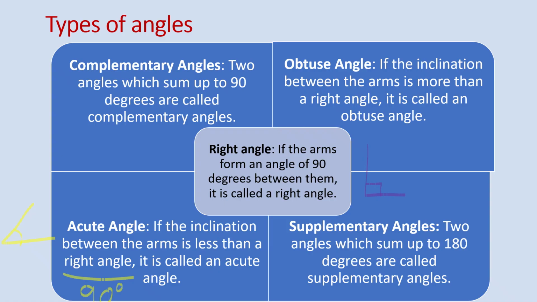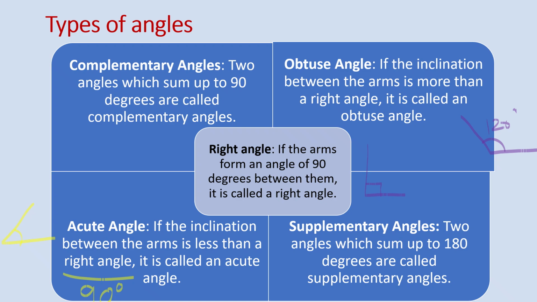Now next we have an obtuse angle. If the inclination between the two arms is more than a right angle, that is, greater than 90 degrees and less than 180. Let's just say I have 120 over here. So for an obtuse angle, it should be greater than 90 degrees and less than 180 degrees.